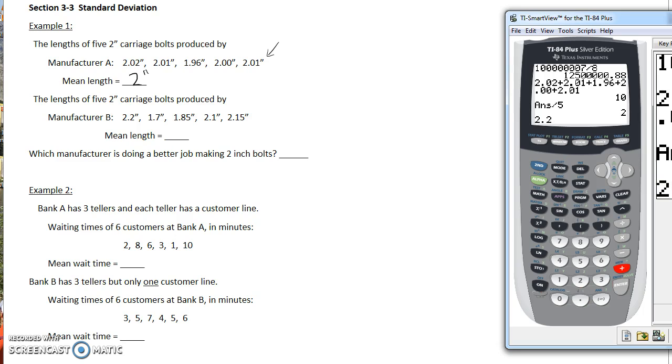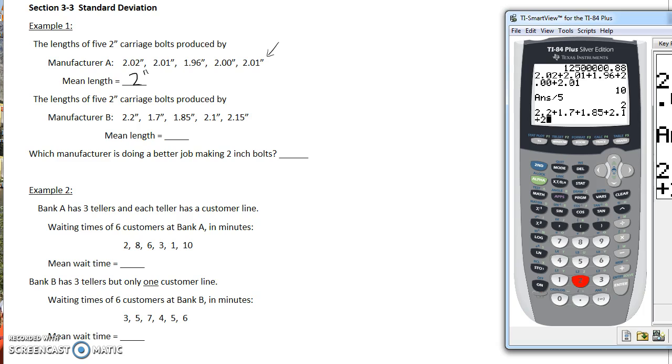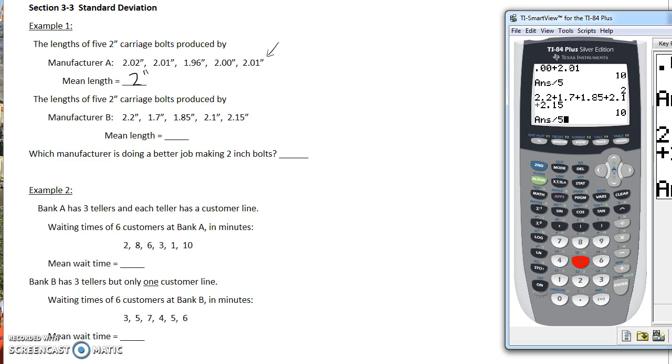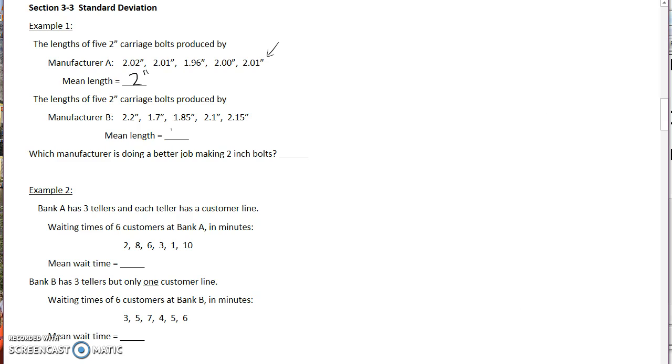So 2.2, 2.7, 2.85, 2.1, and 2.15. And then we divide that by the total, which is 5 bolts. Again, the average of this one is also 2. So you can see that these have the same mean, right?